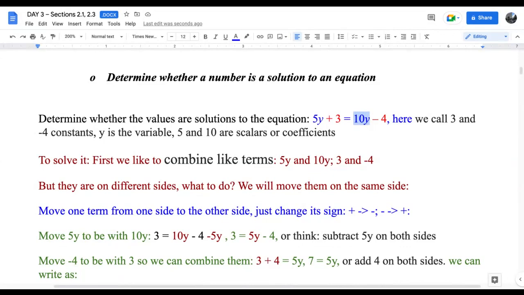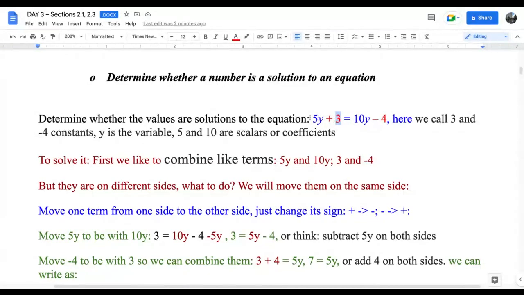Multiplication is like a glue that holds things together as one term. So 5y is one term, 10y is one term. Positive 3 is one term, negative 4 is one term. Right? So 5 and 10 are called the coefficients or scalars of y.